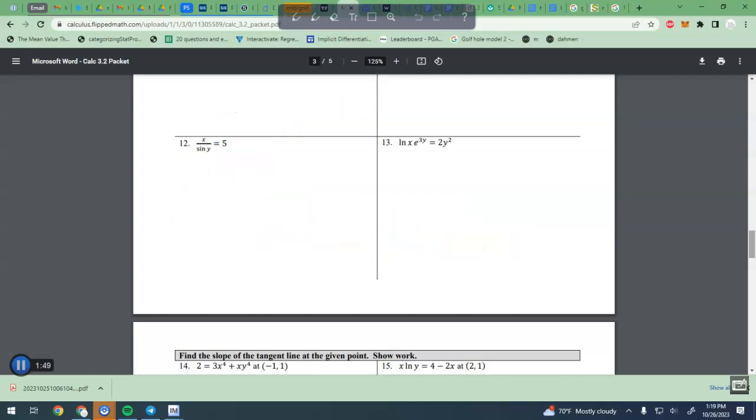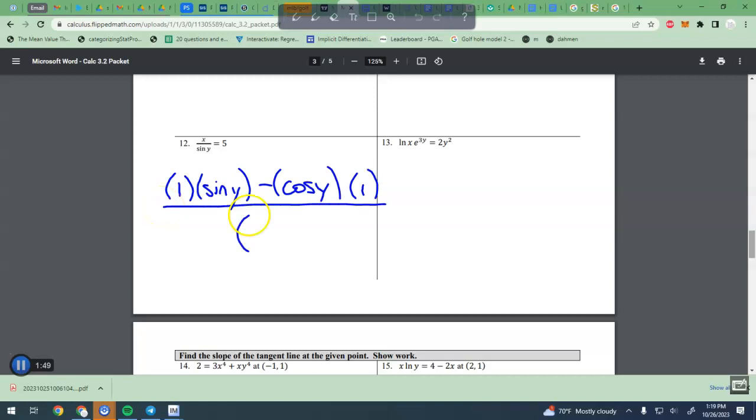So f prime times g, so 1 times sine of y, minus g prime times f, so cosine of y times 1, all over the bottom squared. I made a mistake here. I'm going to fix it. Sine of y squared equals 0. What did I forget? dy over dx. So I took the derivative of a thing with a y here, and I didn't put my dy dx. So there is a dy dx right here.